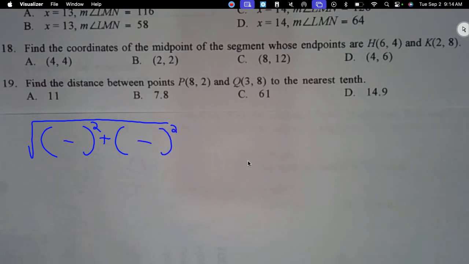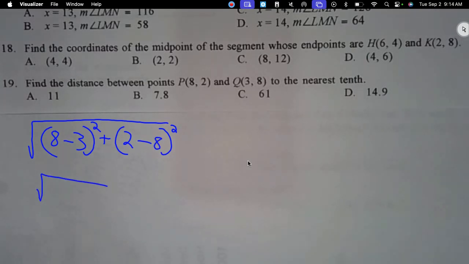So you would use your distance formula. So I'm just going to write it down. I take the square root, and then I subtract my y's and subtract my x's, or my x's and my y's. So what are my x values? 8 and 3. Is everybody good with that? 8 minus 3. What are my y values? 2 minus, what's my other y value? 8.